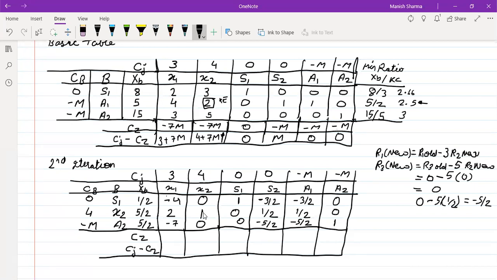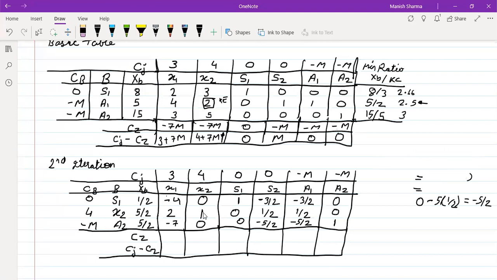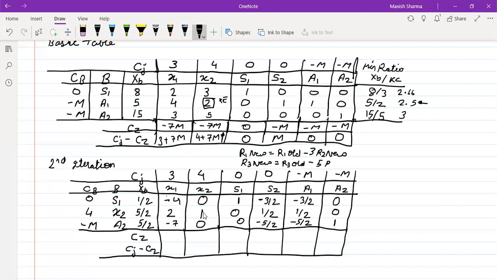Correct? Can you do it like this, students? Yes, sir. Okay, so I'm just rubbing these values here. I'll simply write the formulas somewhere here. That is R1 new is equal to R1 old minus 3 times R2 new. Similarly, R3 new is equal to R3 old minus 5 times R2 new.